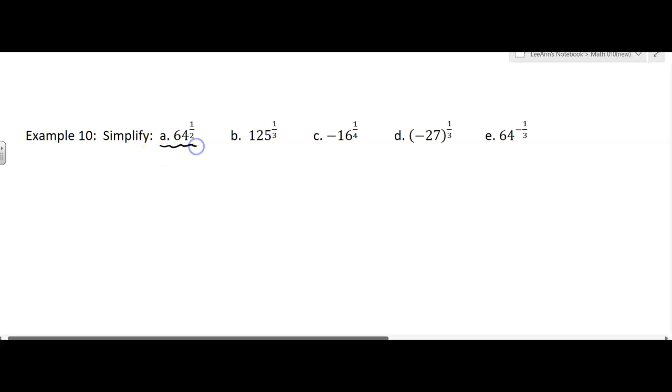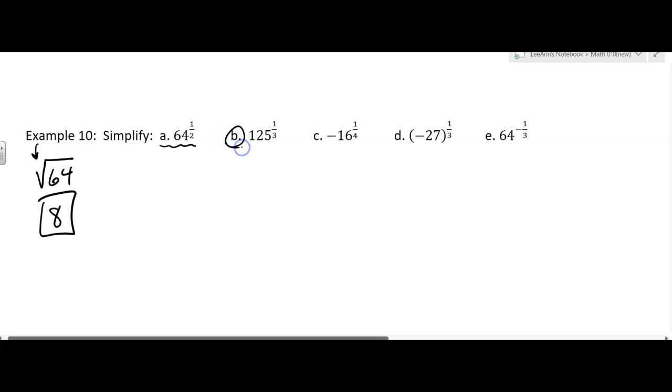Usually, if I want to simplify that, I am going to change it to the radical notation. So it says 64 to the 1/2. That means the square root of 64. Now, I don't want to write a little 2 there. Sometimes people like to put a little 2 there. It's not wrong, it's just we don't usually write that when it's a square root. Well, I know the square root of 64, that's 8. Okay, so that one's done.